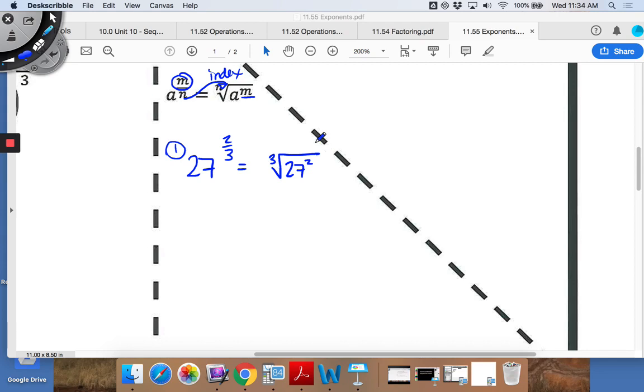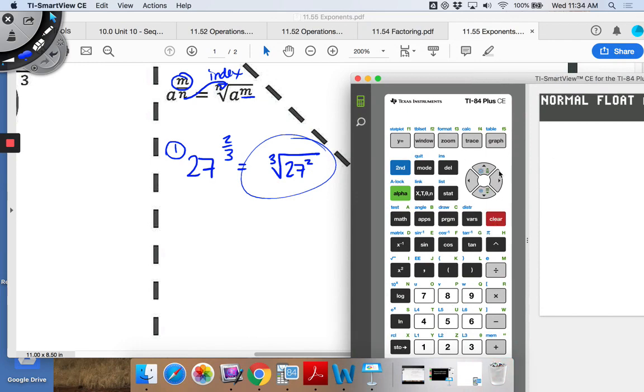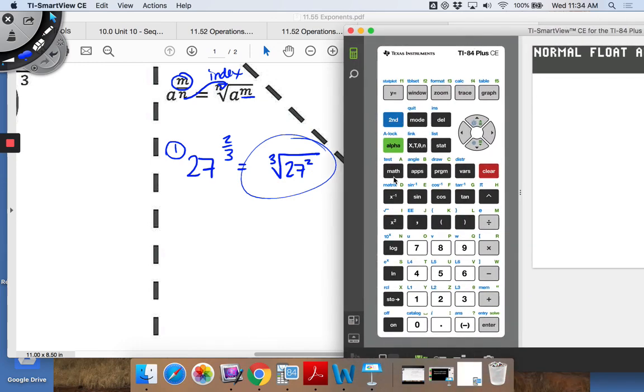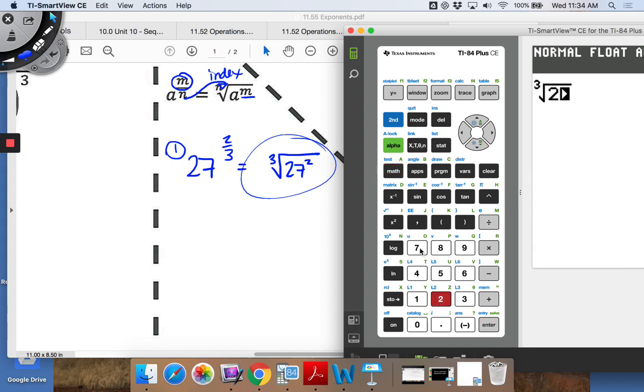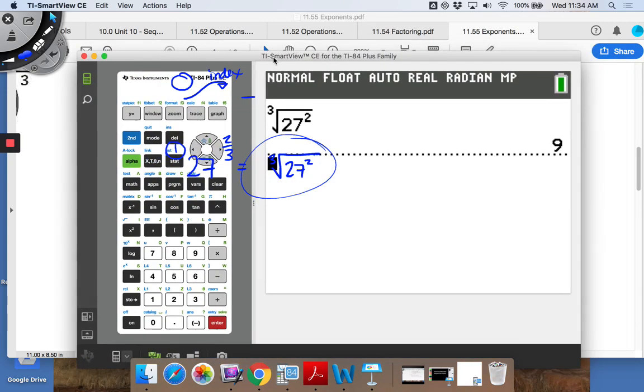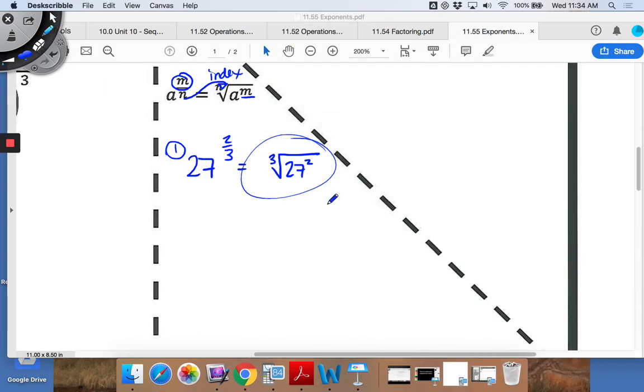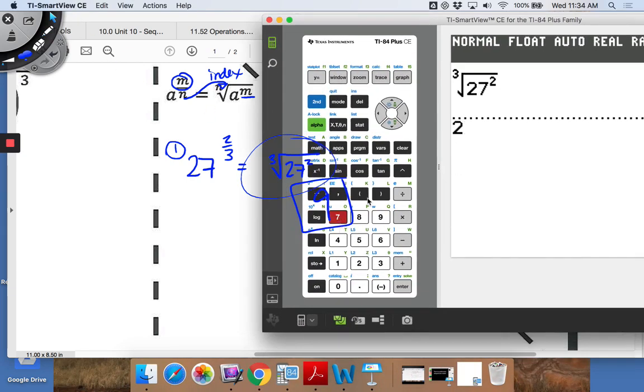And so you could see something like this on your EOC, in which case hopefully you would think that was a really easy gimme answer, because we could go math down to number 4, so it's the cube root of 27 squared, and hit enter, and we would get 9. So that's just calculator skill once you know how to rewrite this. But to be honest, you could type in 27 to the 2/3 power by going 27 caret and then parentheses 2/3, and guess what? It's 9.